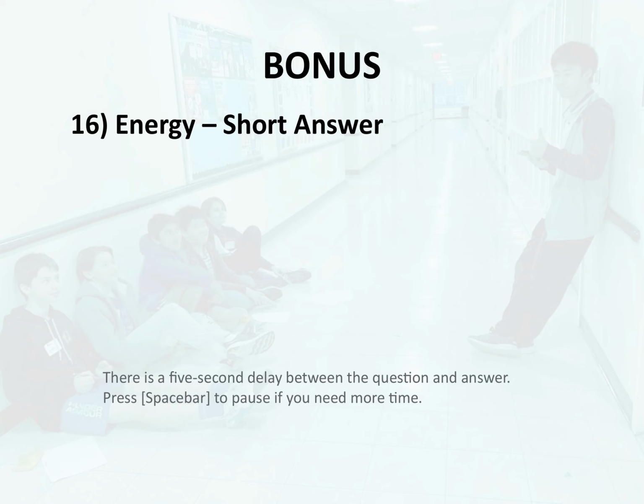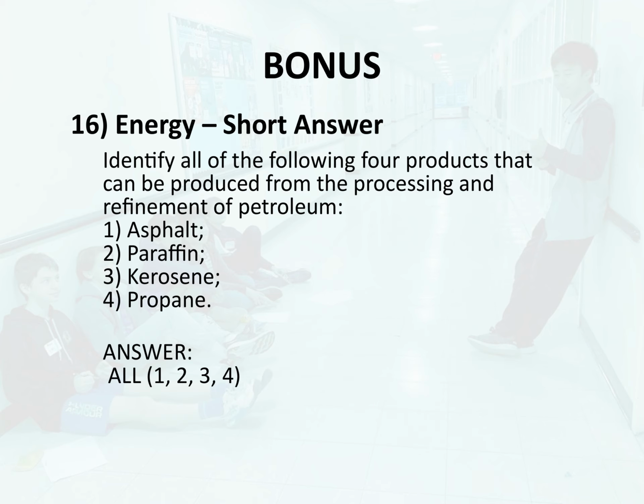Bonus 16. Energy, short answer. Identify all of the following 4 products that can be produced from the processing and refinement of petroleum. 1. Asphalt. 2. Paraffin. 3. Kerosene. 4. Propane. Answer: all.